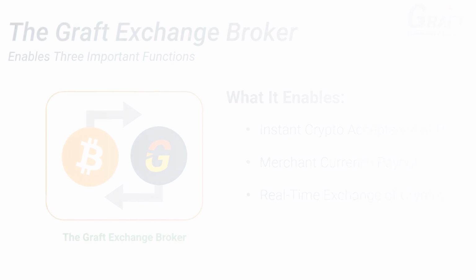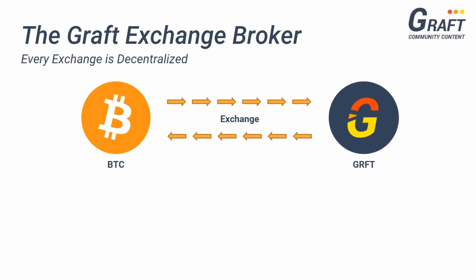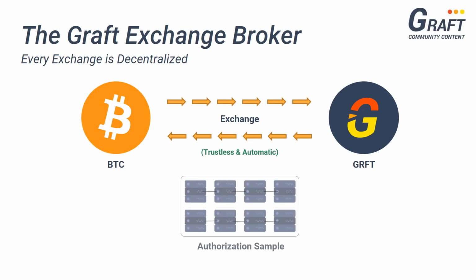Now, every exchange that is performed by an exchange broker on the Graft network is trustless and automatic, since they require the use of Graft's authorization sample in order to perform the trade. The authorization sample, which is a randomly selected group of 8 supernodes, acts as an arbitrator for each trade, ensuring that funds have either been sent to or sent by a Graft exchange broker. The authorization sample ensures that all exchanges provided by exchange brokers occur in a decentralized manner and charges a small fee of 0.5% for each trade.